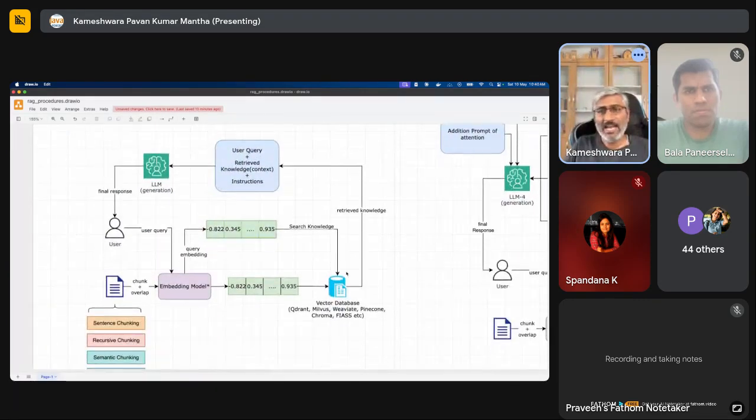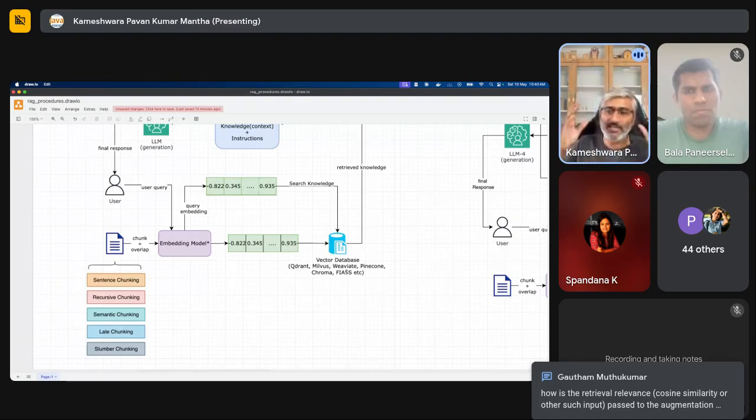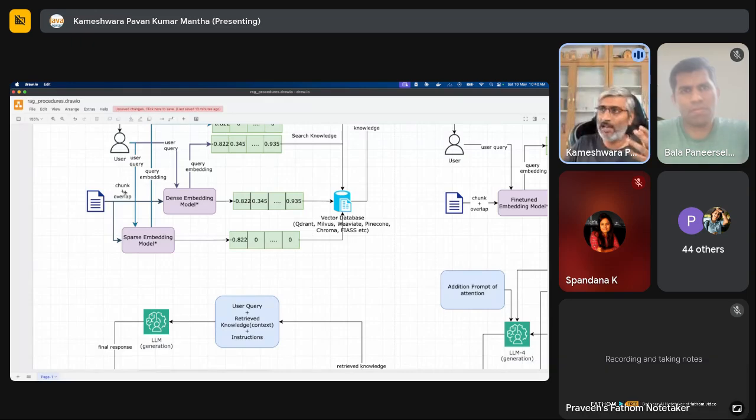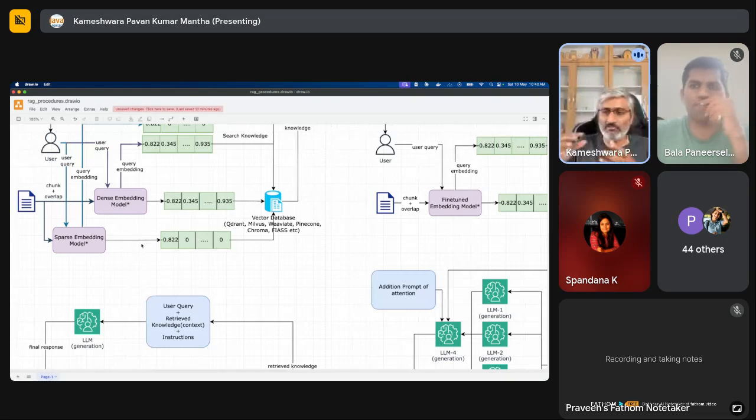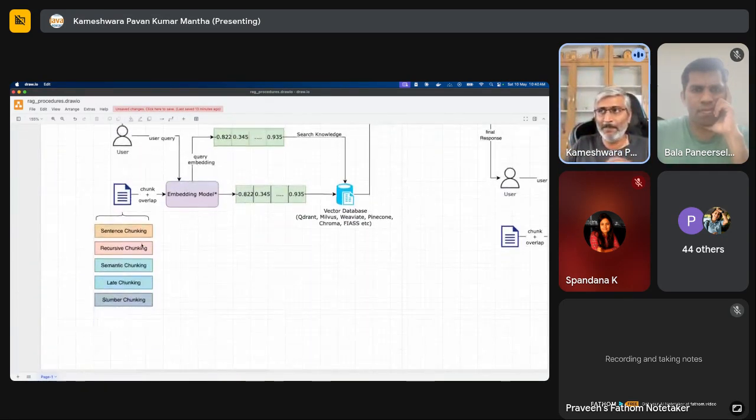And then comes another way of doing it. How do you chunk it, basically? Since we were talking about embedding models first, and then the hybrid methodology and fine-tuning of embedding models, what about chunking? Chunking can be done in different ways: sentence chunking, token chunking, recursive chunking, semantic chunking, late chunking, and slumber chunking. All these are different chunking patterns. Don't worry, you will see it in the next slide.